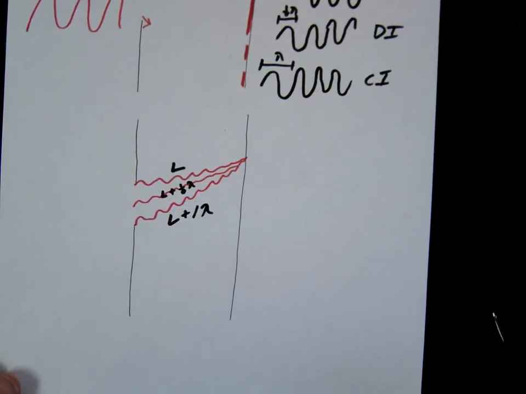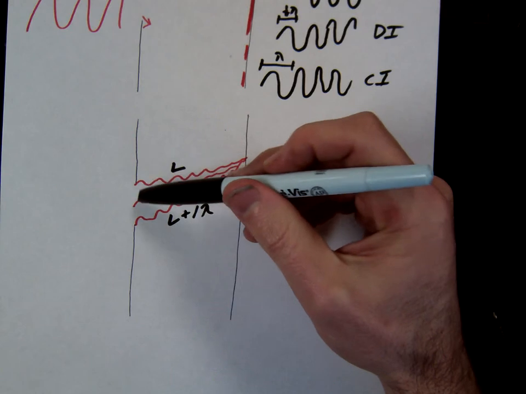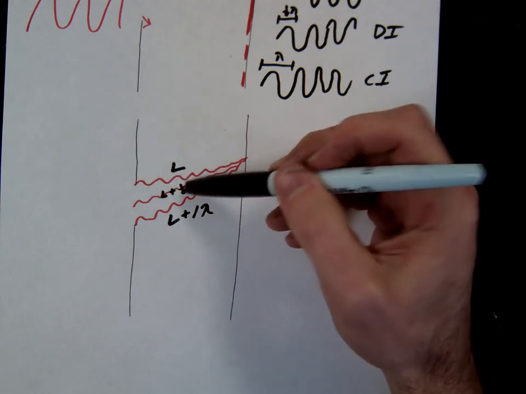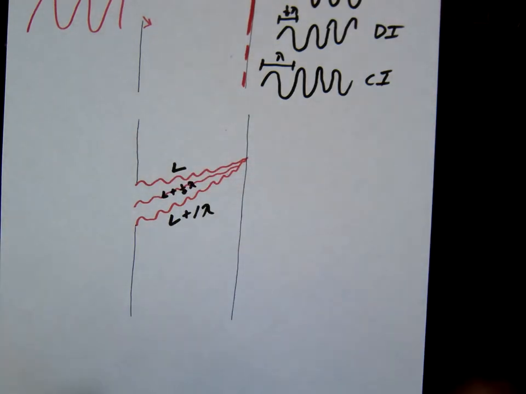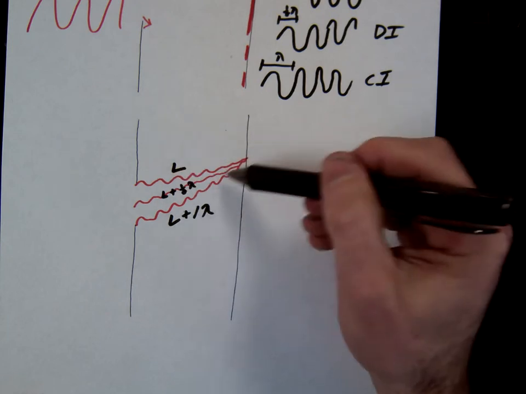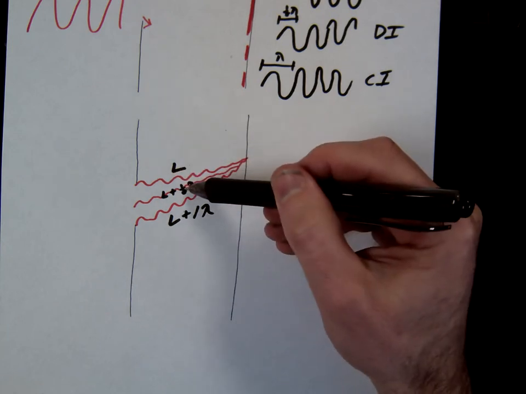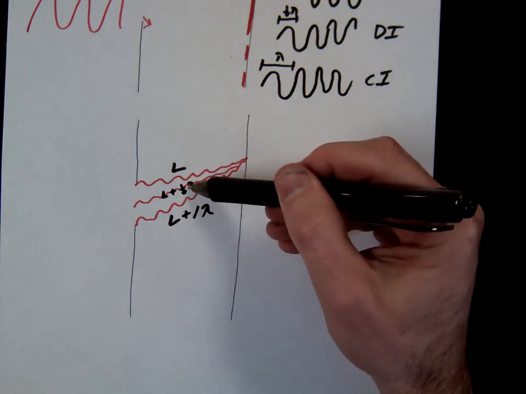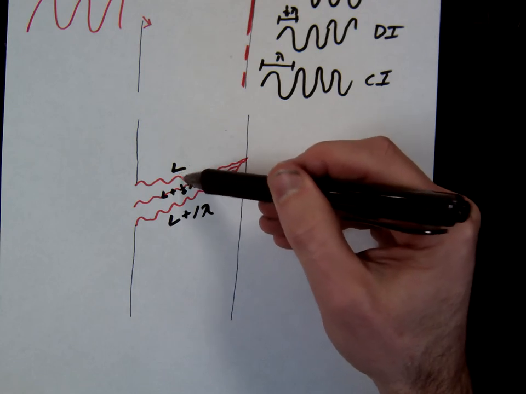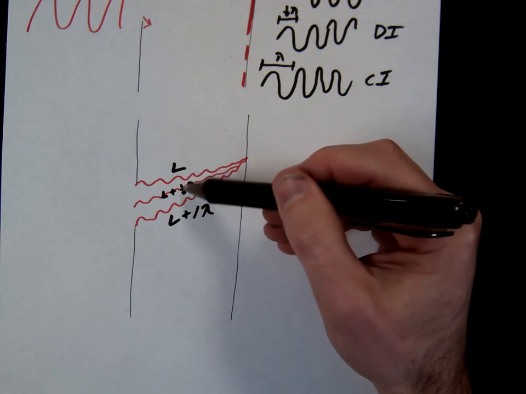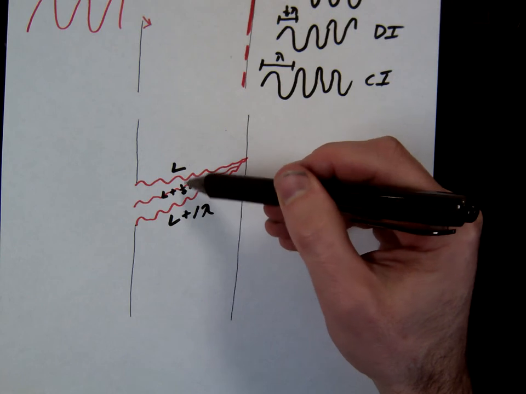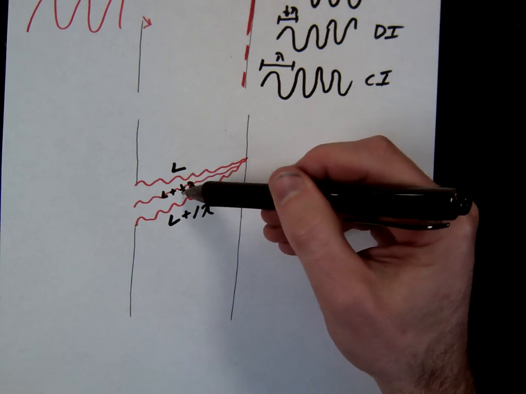So let's look at this one. If I send in this beam, let's look at this and this. So this beam at the top and this beam a little bit below it. This is L plus a 1/2. What should happen to those two single beams? They should cancel, right? They're destructive interference. So this beam and this beam halfway should destroy each other.